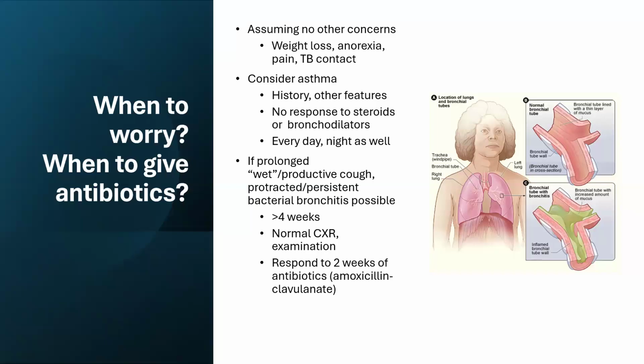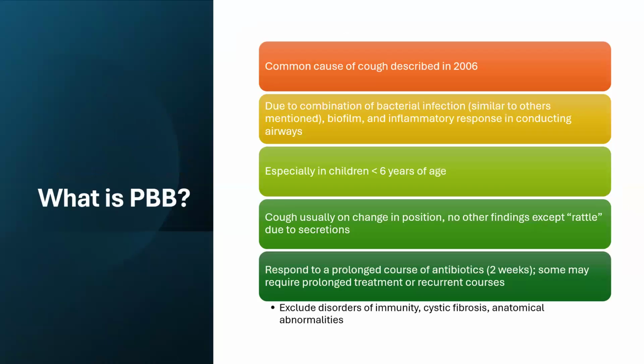But of particular importance is the prolonged wet or productive cough, and this can mean protracted bacterial bronchitis, when it's lasted for more than 3-4 weeks. If they happen to have a chest x-ray, which many will have by this stage, it should be normal. There should be nothing to find on examination, really. And these patients respond to 2 weeks of antibiotics, it's been found. It's a common cause of cough, and it was described initially in 2006.